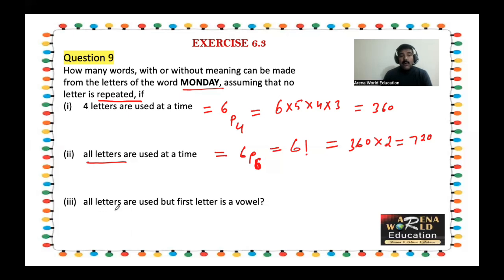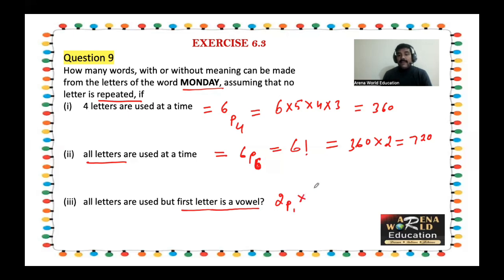So third is all letters are used, but the first letter is a vowel. So now there is a condition, right? First letter must be a vowel. So let us check how many vowels are there. So we have O and A. So we have 2 vowels, right? So the first place can be filled by 2P1 ways.